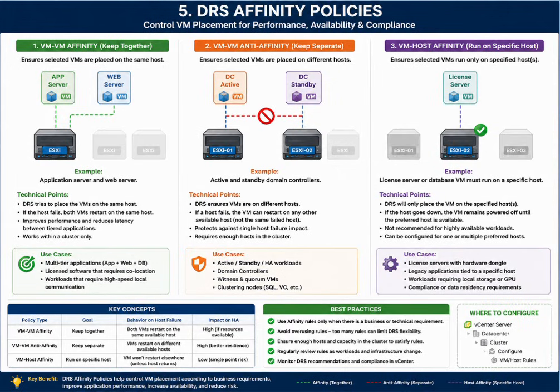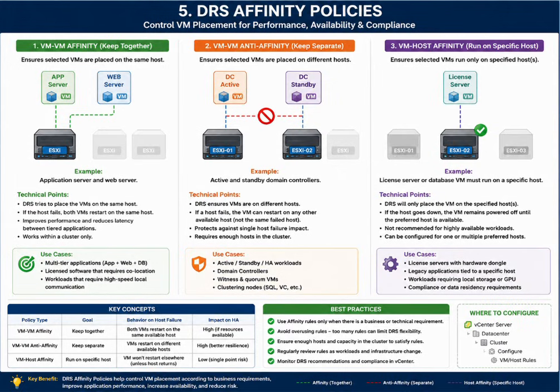The first rule is the VM affinity rule. As per the image, both virtual machines are running on the same ESXi host. You can see the app server as well as the web server running on the same ESXi host. What are the technical points here? DRS tries to place the virtual machines on the same ESXi host. If the host fails, both VMs restart on the same host. It will improve performance and reduce latency between the tiered application.